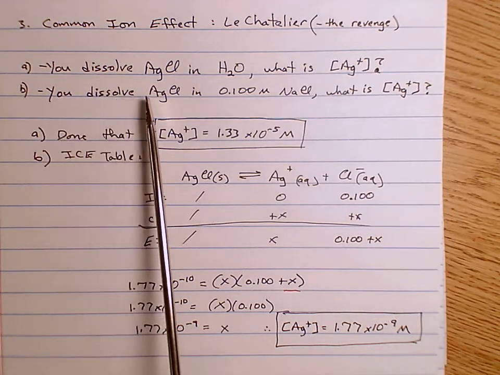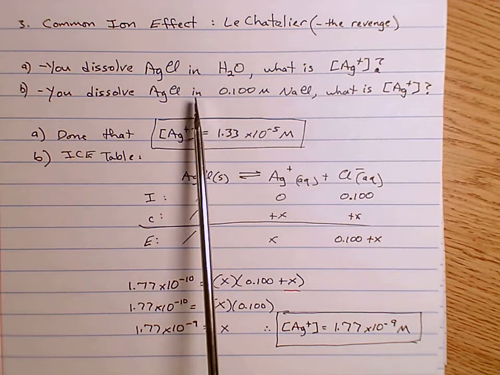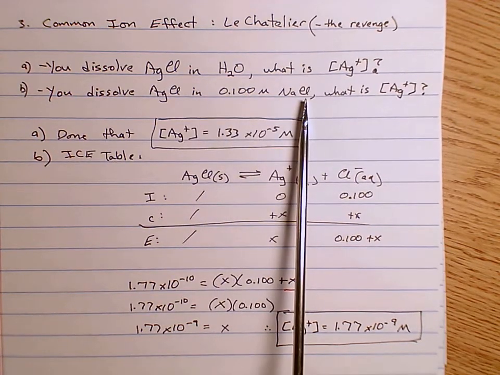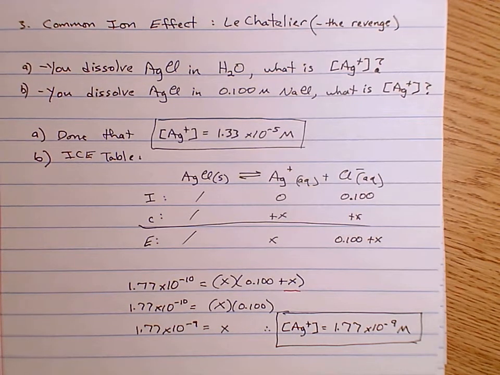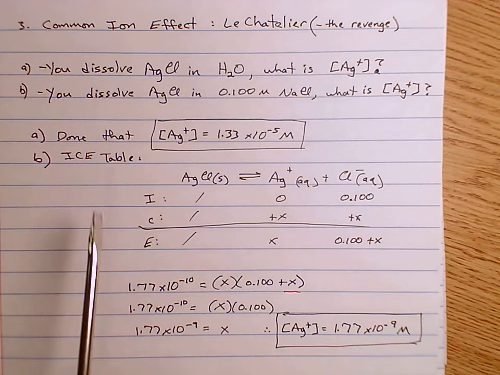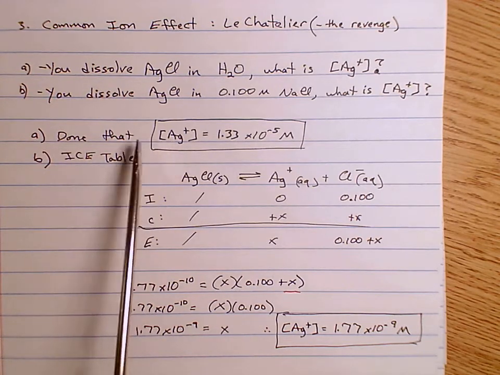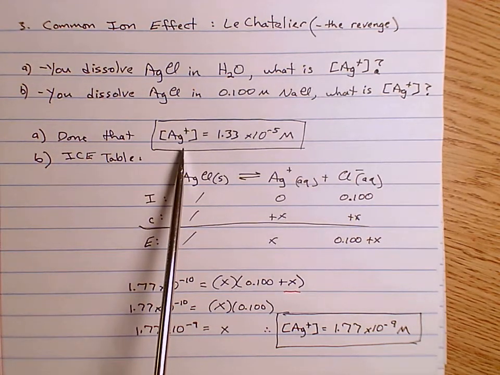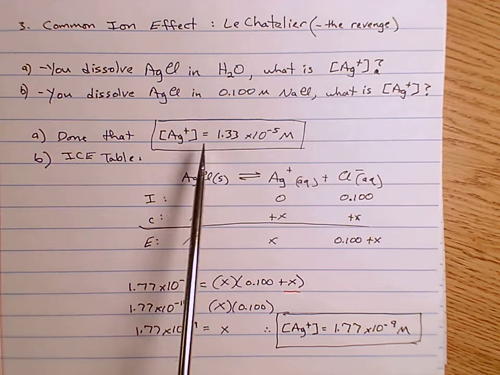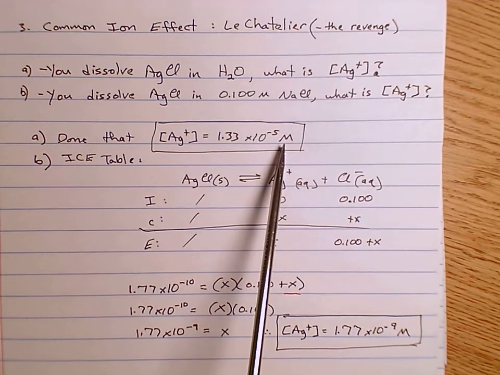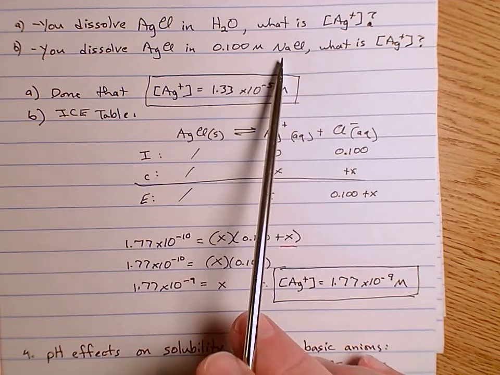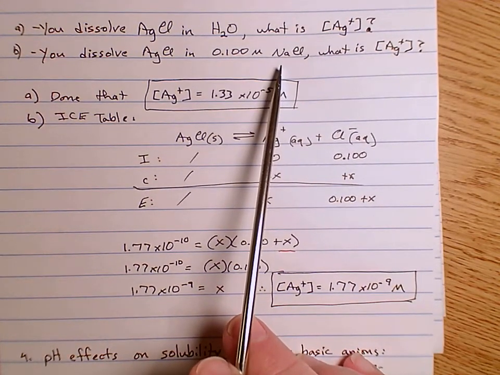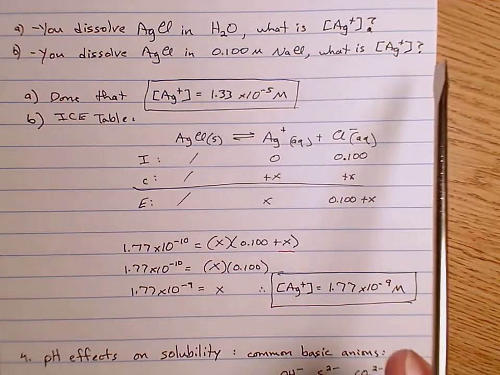But what if instead of dissolving the AgCl in water, you dissolved it in 0.1 molar sodium chloride solution? Now what would the concentration of silver ions be in solution? Good news, turn back a page and you'll find we've done the first one. The concentration of silver ions in a saturated solution of silver chloride is 1.33 times 10 to the minus 5th molar. But what if we dissolved it in 0.1 molar sodium chloride?